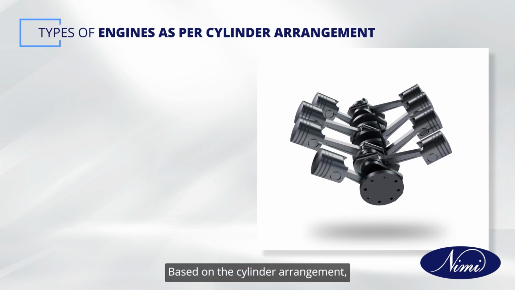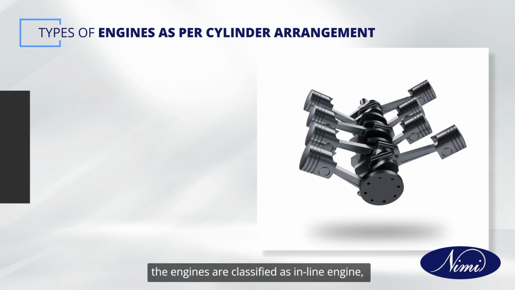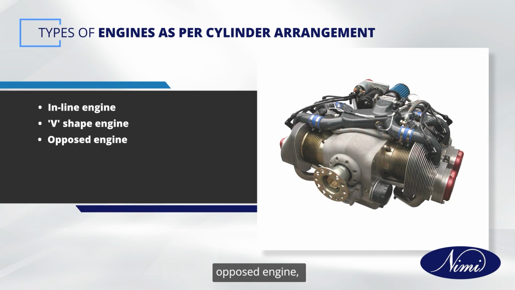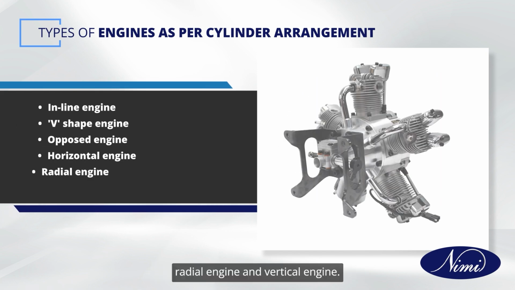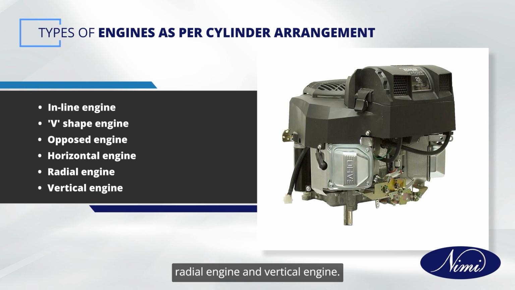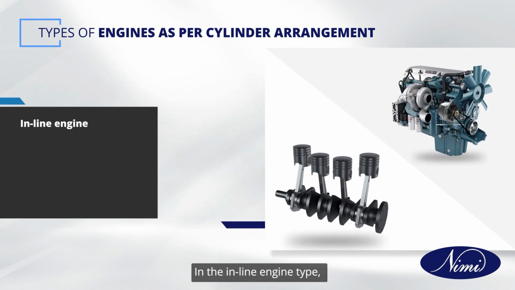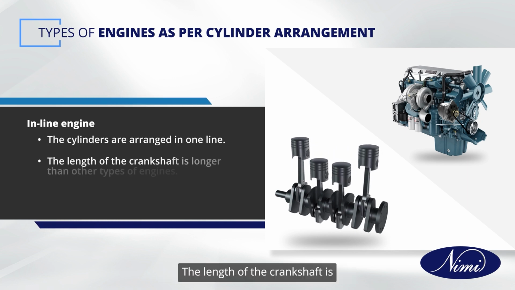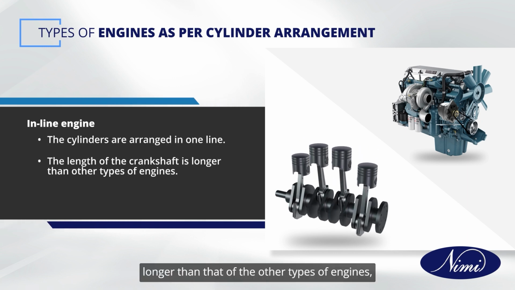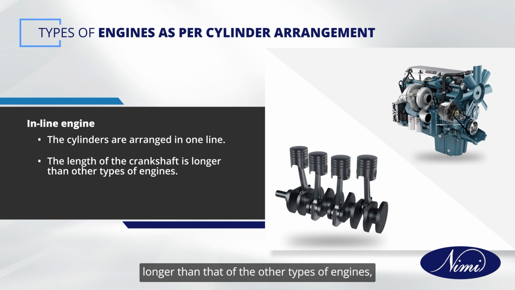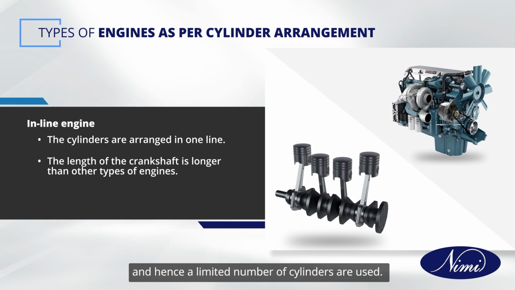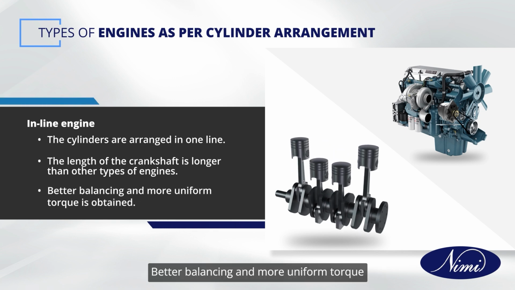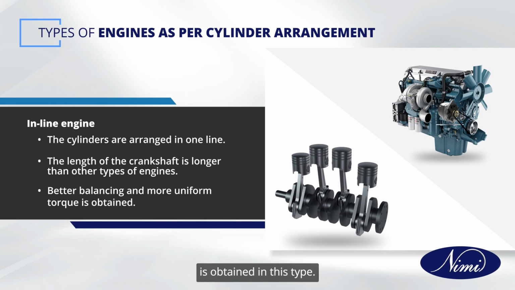Based on the cylinder arrangement, the engines are classified as inline engine, V-shape engine, opposed engine, horizontal engine, radial engine, and vertical engine. In the inline engine type, the cylinders are arranged in one line. The length of the crankshaft is longer than that of the other types of engines, and hence a limited number of cylinders are used. Better balancing and more uniform torque is obtained in this type.